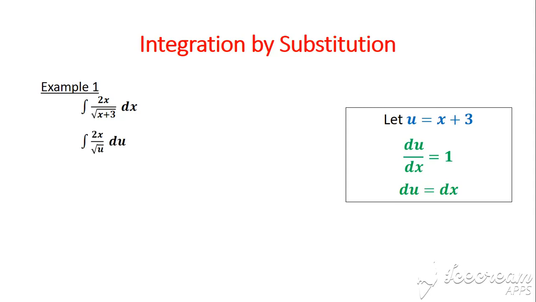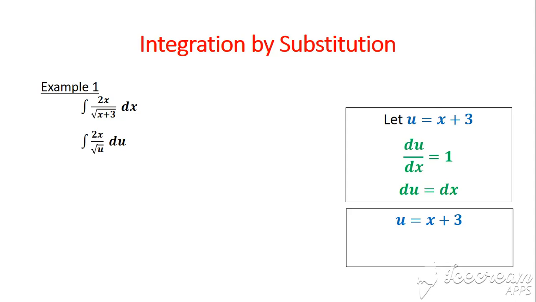All right, so we're going to write this down. We're going to integrate 2x, that's left on the top, and on the bottom we're going to take the square root of u, and we're going to put du. So we replace x plus 3 with u, and because du and dx are equal, we can just swap over du and dx. Well, now the problem is we've still got an x on the top, so we've got to get rid of that x.